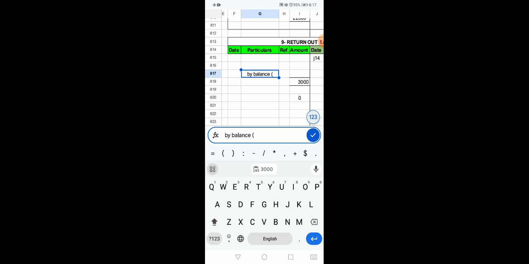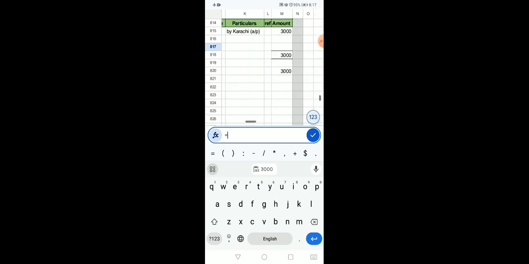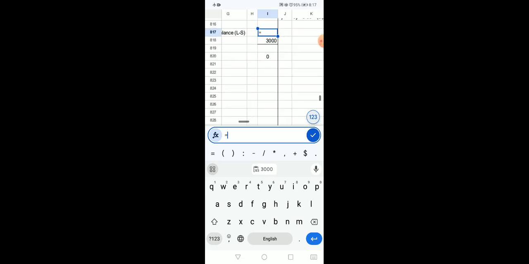So what I'm saying, larger amount minus smaller amount, you will get its balance. What was the larger sum? Here we have calculated sum of both sides, 3000 and 0. Larger sum was 3000. You are subtracting smaller sum, which was 0. So here you have got the balance. All right, first step for calculation of balance is completed, and next step is just to bring it down.